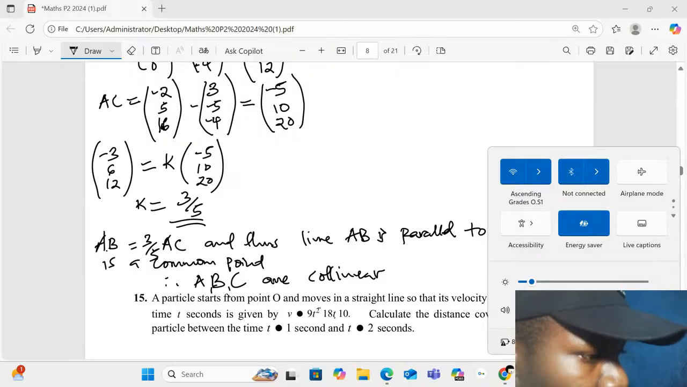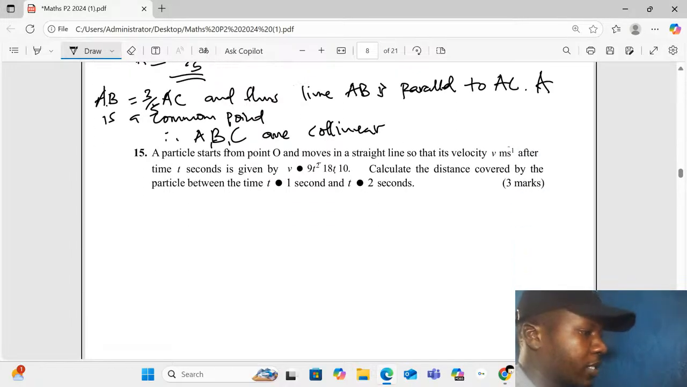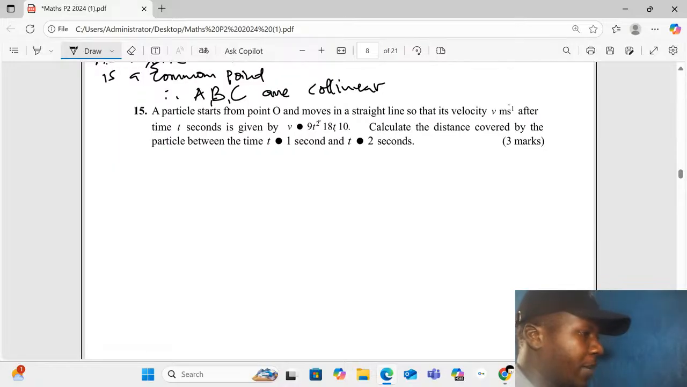Okay, let's move to question number 15. A particle starts from point O and moves in a straight line so that its velocity in meters per second after time t seconds is given by velocity equals 9t squared minus 18t plus 10.